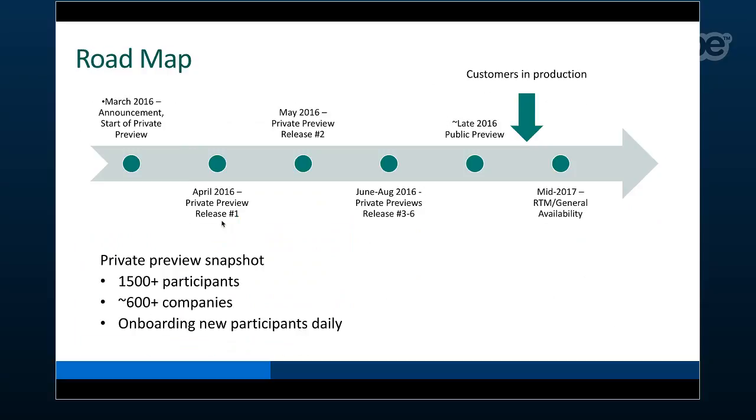Okay, and then let's kind of switch now to talk about the roadmap of SQL Server on Linux. So we made the announcement back in March of 2016. We started a private preview program at that time. We've been onboarding customers throughout these last few months as quickly as we could. I think we're up to about 22,000 people signed up for the private preview, and we've been able to onboard about 1,500 of those. And that represents over 600 companies that are participating in the private preview at this time.